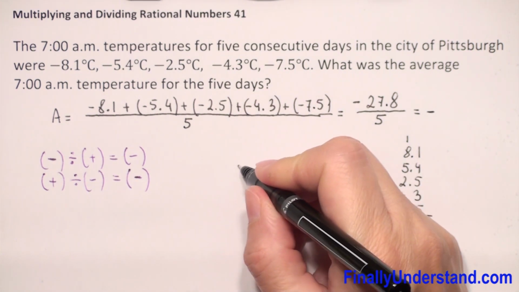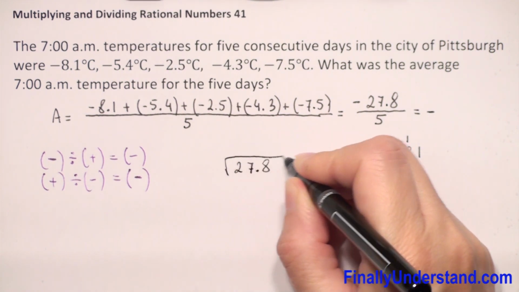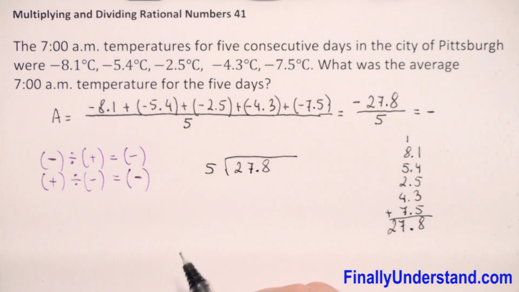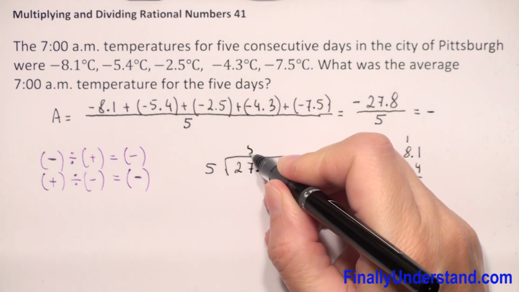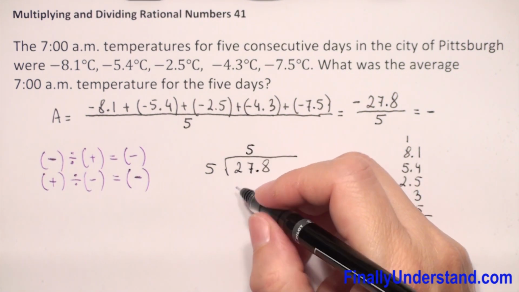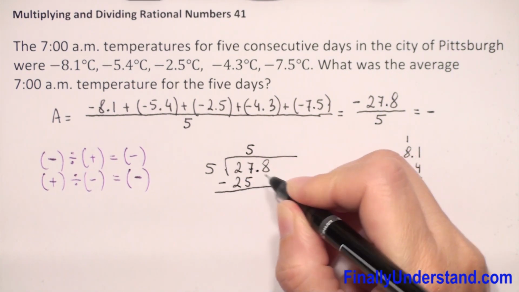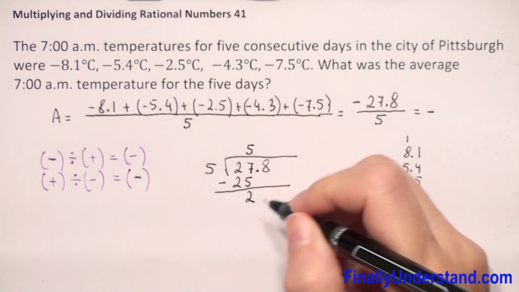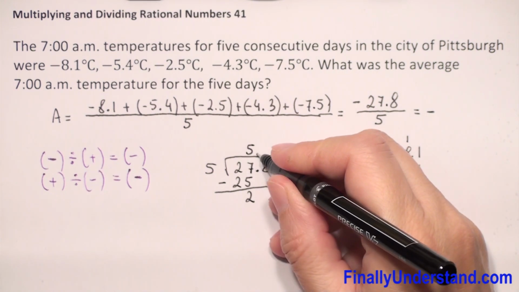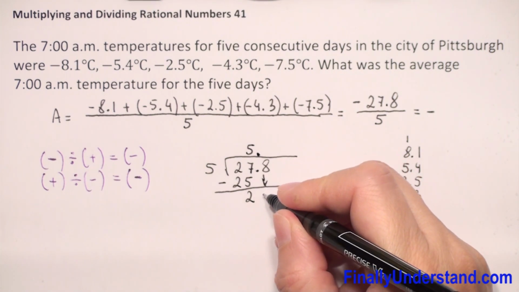We have to just divide 27.8 by 5. How many times can you put 5 into 27? 5. 5 times 5 is 25. We have to do subtraction. 7 minus 5 is 2. 2 minus 2 is 0. We don't have to write it. We take up the decimal point and take down the next digit.